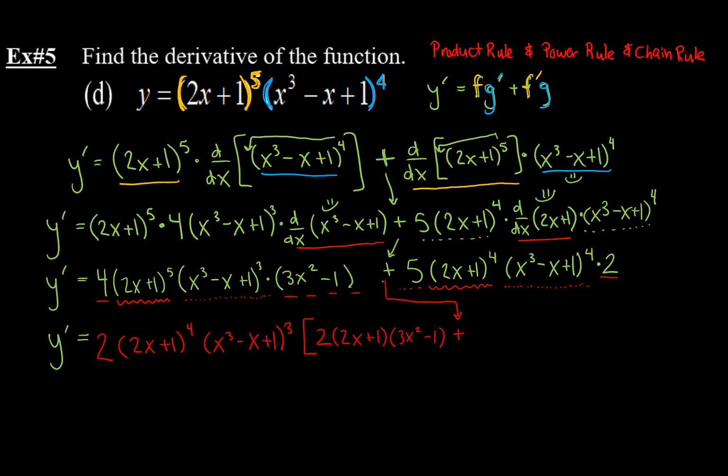Next, 5 divided by 2, I can't do that, but here I got my 2 divided by 2, perfect. That's gone, the 5 stays. Next, 2x plus 1 to the 4th, and I'm dividing out 2x plus 1 to the 4th, so poof, disappear. None of those come down. And then x cubed minus x plus 1 to the 4th, I took out a power of 3 of that, so I have a power of 1 of that left behind.